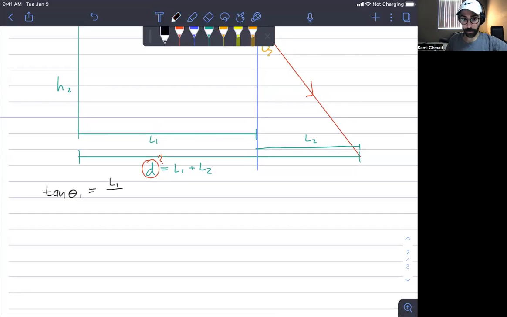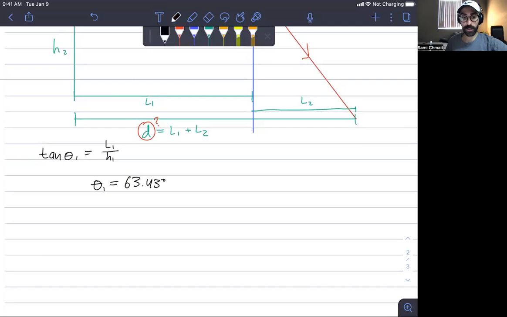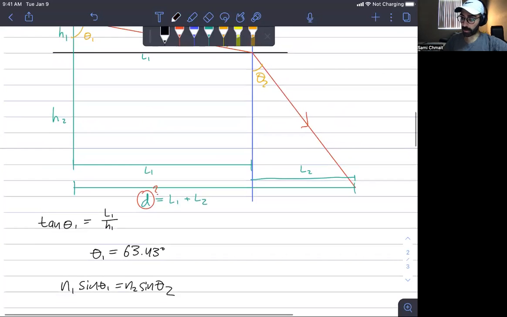We're going to go L1 over H1, right? Theta 1, do inverse tan, all that action, comes up to be 63.43. So using this now, we can use Snell's law to solve for theta 2, because we know n1 sine theta 1 is equal to n2 sine theta 2, where this is n2 down here. It's n of H2O, which is equal to 1.33, I believe.